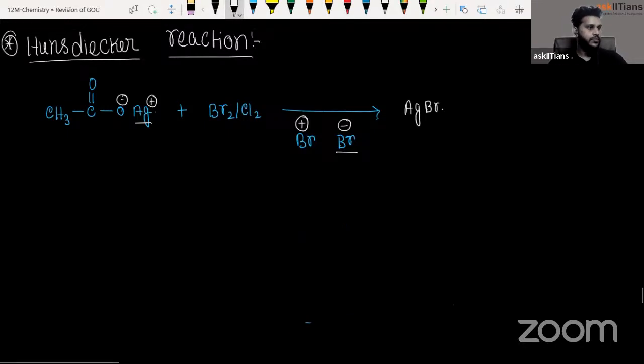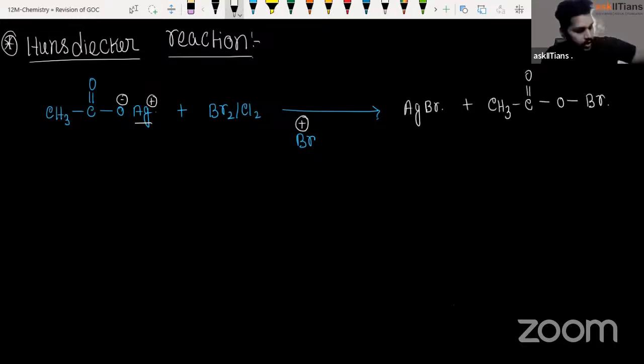Now, what happens is it would make AgBr, so the Br minus is gone. All right, the Br minus is gone, taken up by the Ag. So what are the other things that I have? I have a CH3COO minus and a Br, so they would combine together and I would get this. Is that clear?